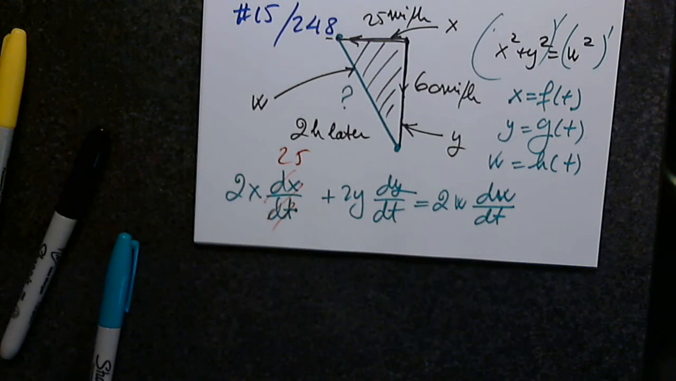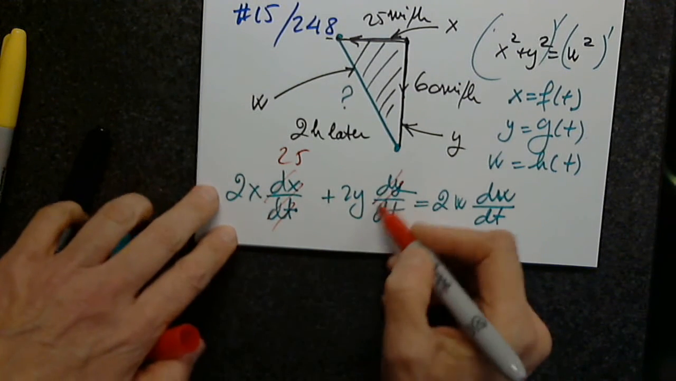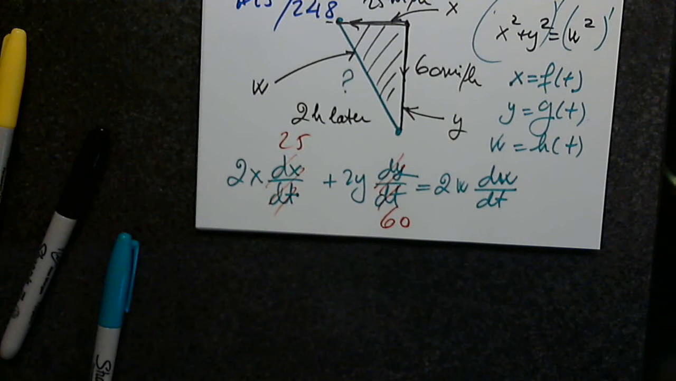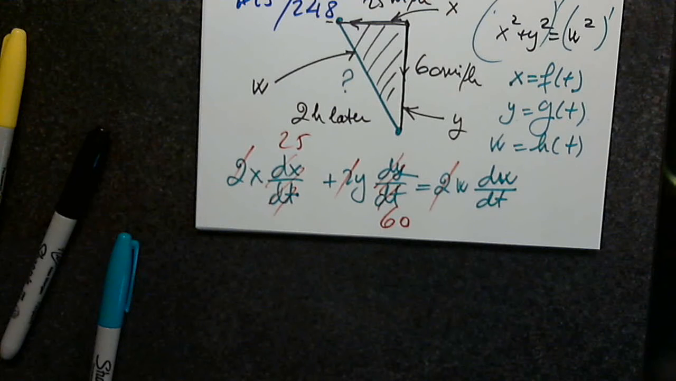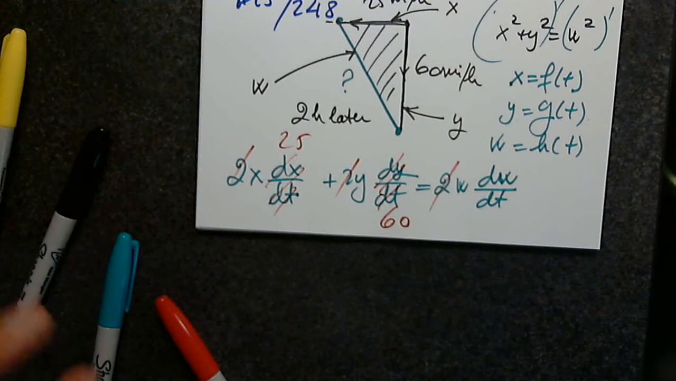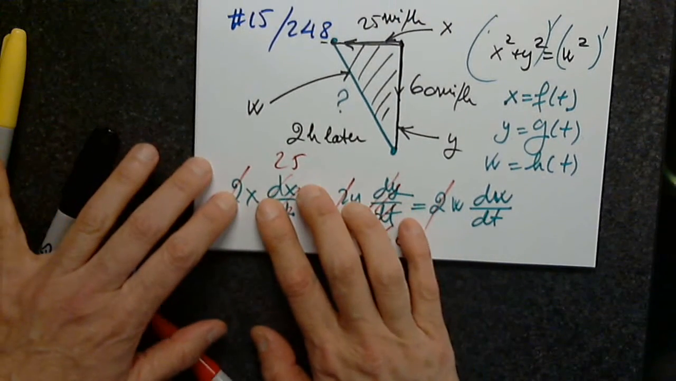Agreed? Awesome. Do I have dy over dt? Of course. This must be 60 because once I denote that distance by y, dy over dt must be the speed of the car going south. Agreed so far? Okay. Then of course I'm going to simplify dividing both sides by 2. And let's see what I'm after. What am I after?